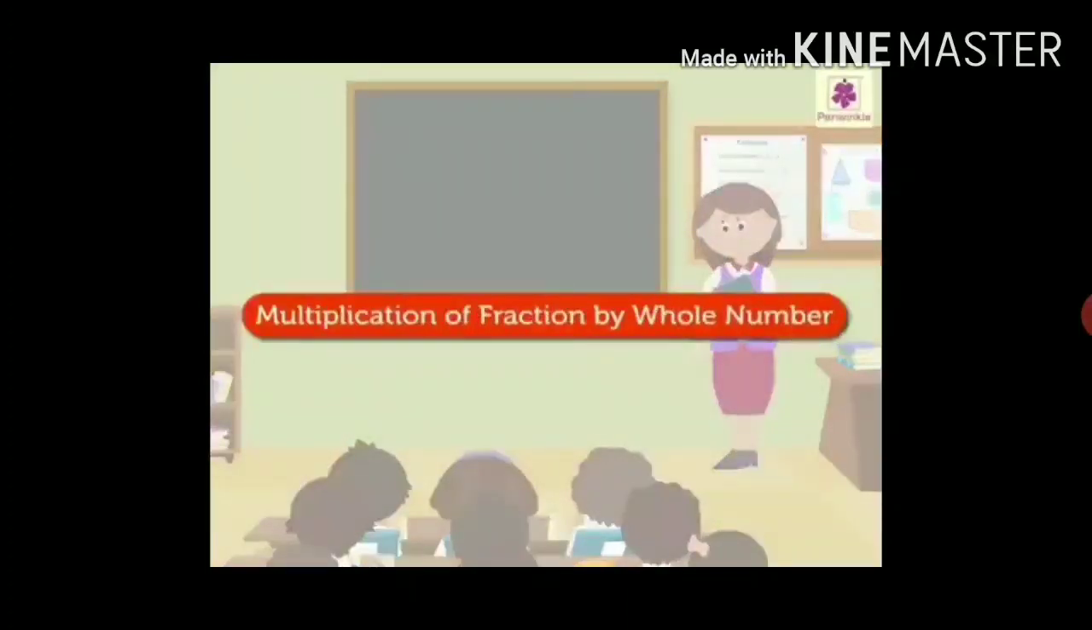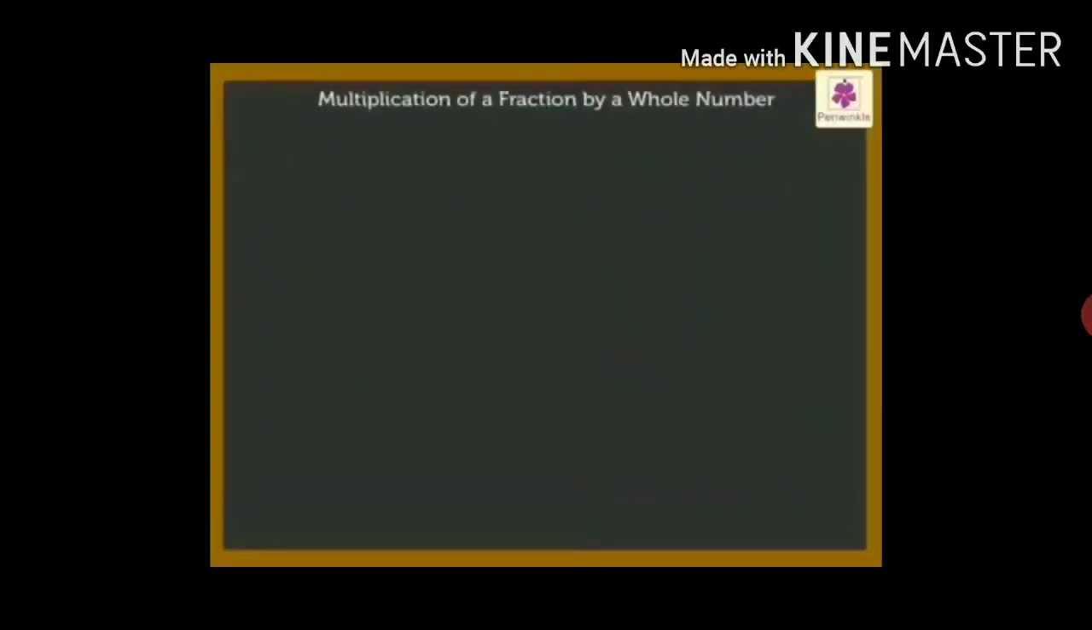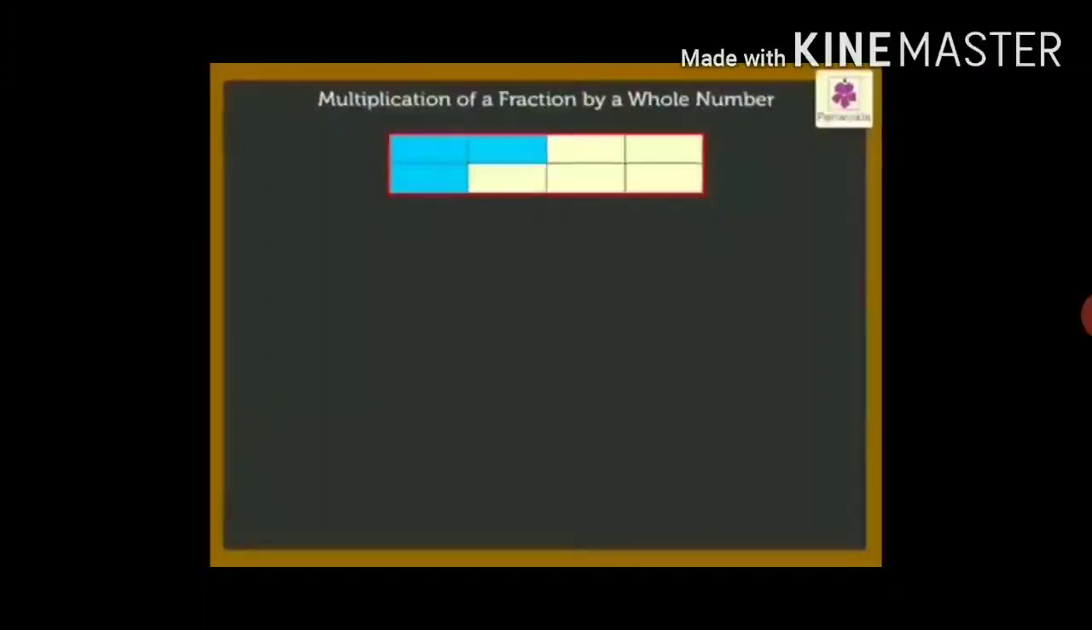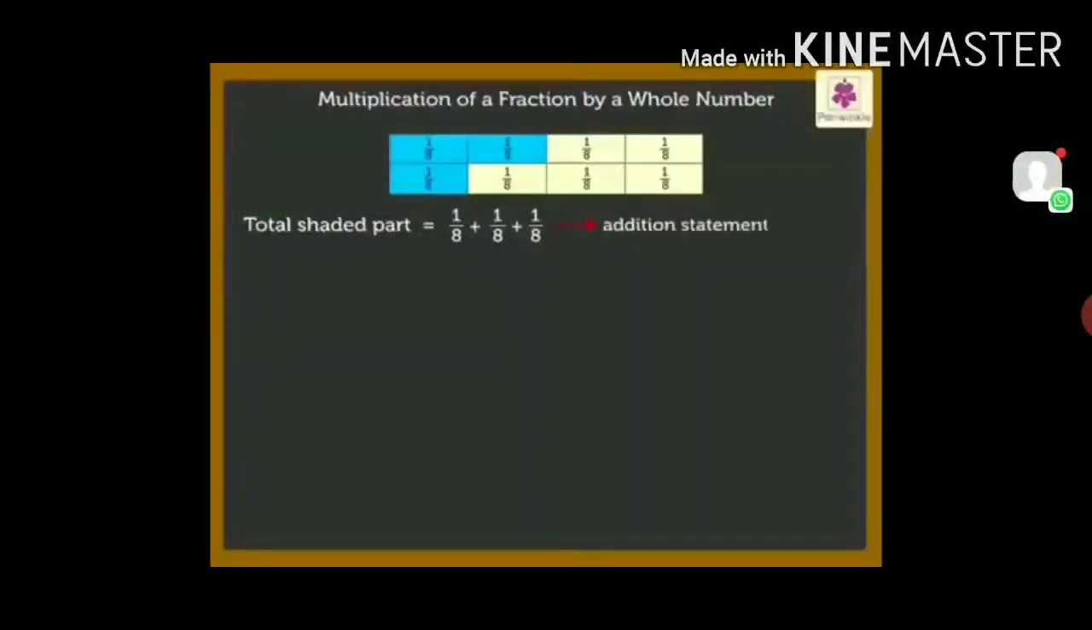Hello children. Today let us learn a new topic, multiplication of a fraction by a whole number. Look at this rectangle. It is divided into 8 equal parts. That means each part is 1/8 of the rectangle. Now let us find out what part of the rectangle is shaded. Here the number of shaded parts is 3. Hence the total shaded part is 1/8 plus 1/8 plus 1/8.